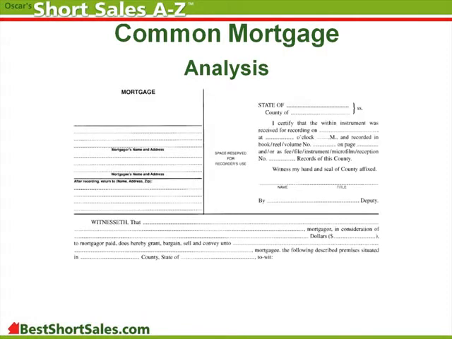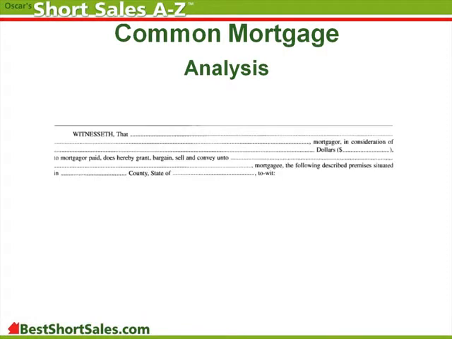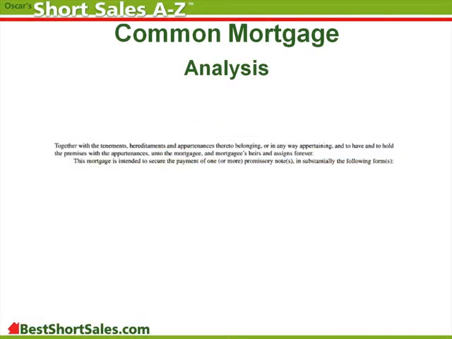Let's analyze a common mortgage. This is the mortgage without power of sale. This is a good example. Mr. and Mrs. Homeowner, from now on referred to as mortgagor, in consideration of a certain amount of dollars, convey unto Mr. Big Bank, now referred to as mortgagee, the following described premises. This is the collateral. Collateral description.